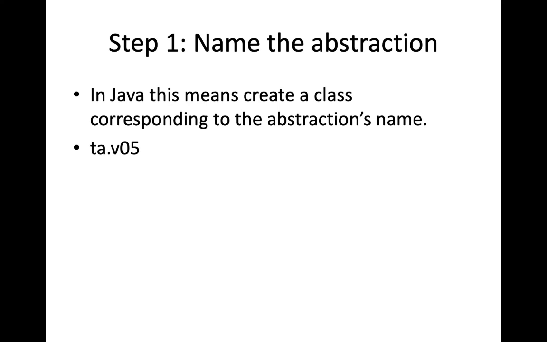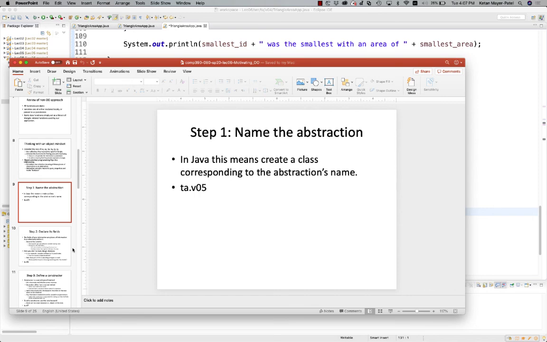So in this case here, what's the abstraction that we want to create? We want to create an abstraction for a triangle. We want something to represent a triangle. So triangle is the thing that we're trying to create an object for. And so we're going to create a class named triangle. All right, so let's go ahead and do that.